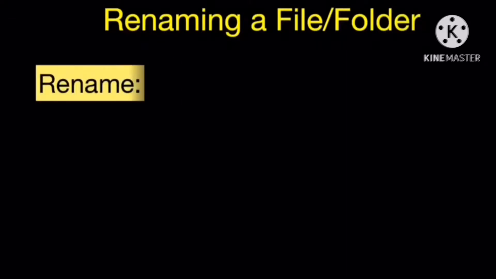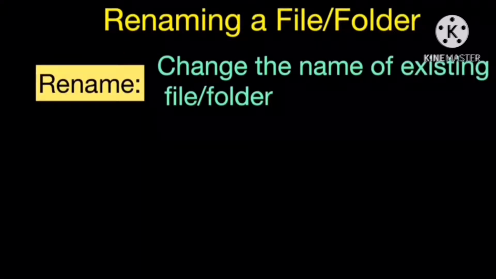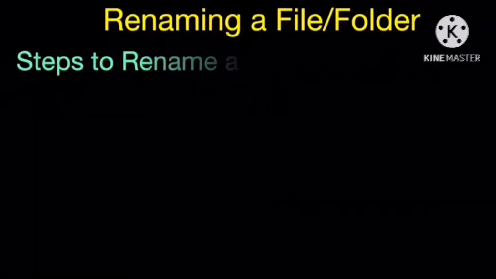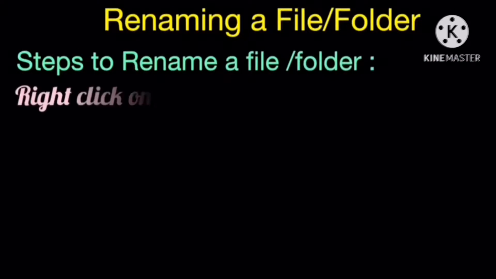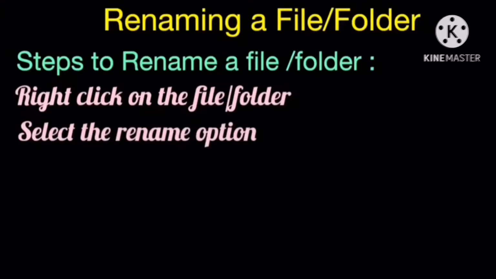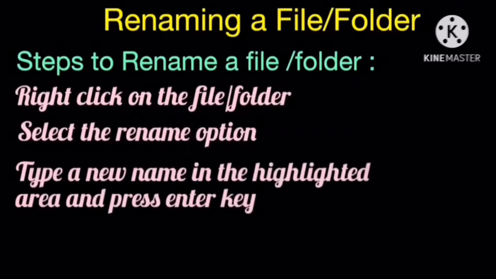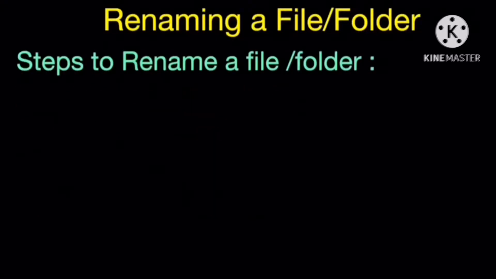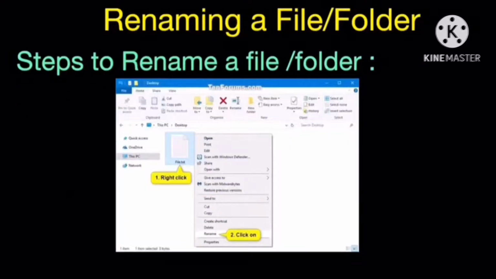Next, what we are going to see is renaming a file or folder. What do you mean by rename? If you want to change the name of the existing file or folder, we use the term rename. So what are the steps to rename a folder? First, you have to right click on that file or folder. Then you will have again many options. There you have to select the rename option. Then what will happen? A highlighted area will appear. There you have to type the new name and press the enter key. This is how it will look. Right click, you will have an option from the bottom first, that is rename. Just click on that. A highlighted area will appear. You will have to type the name and click on enter.